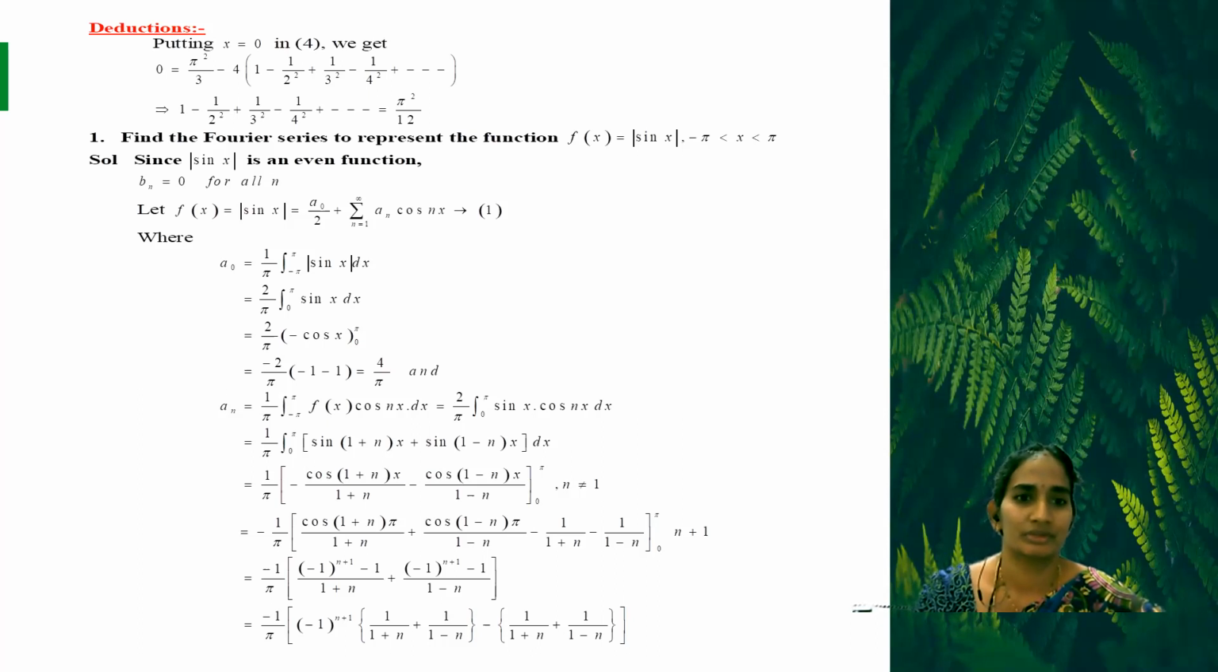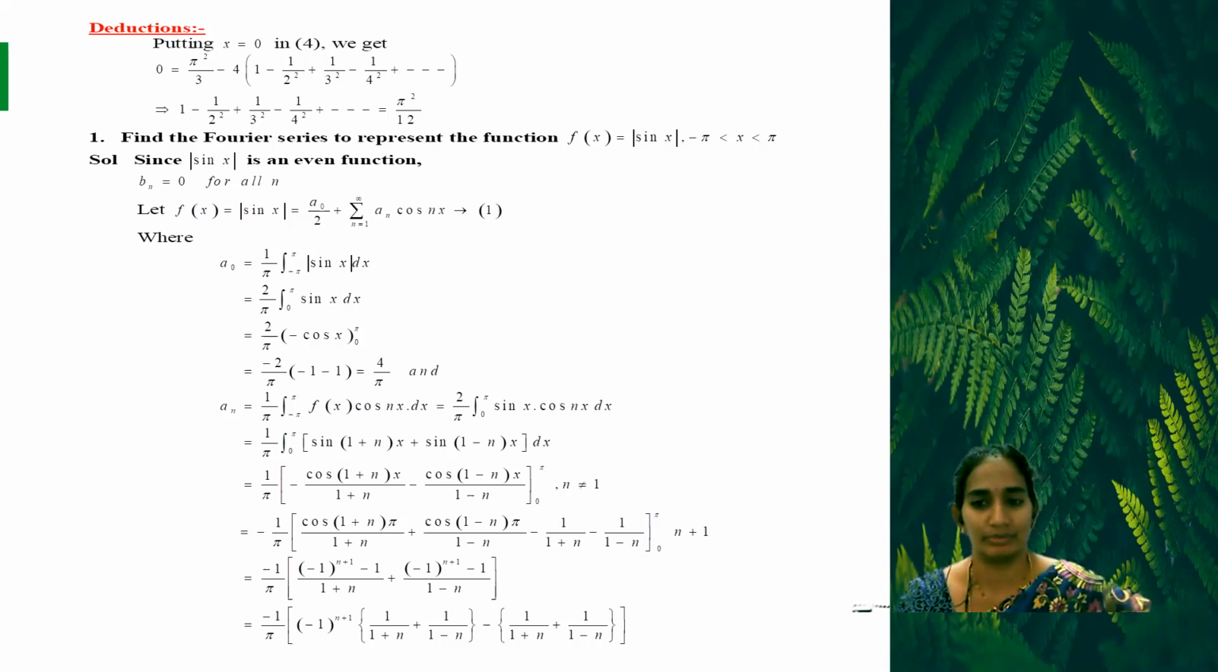So pi squared by 3 taken to the opposite side becomes negative, and on the LHS also negative. The 4 is also taken to the opposite side, so 3 times 4 is 12. So we get the solution pi square by 12 equals 1 minus 1 by 2 square plus 1 by 3 square minus 1 by 4 square plus and so on. This is your required solution of the given question. Okay, now see the next example.